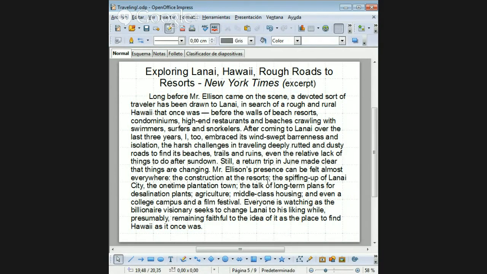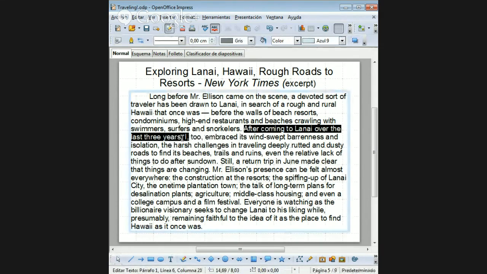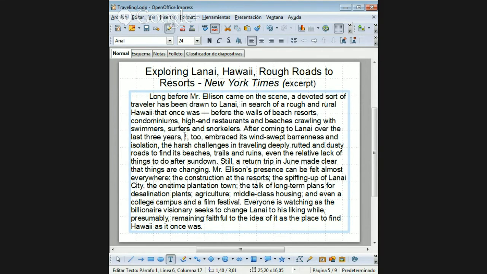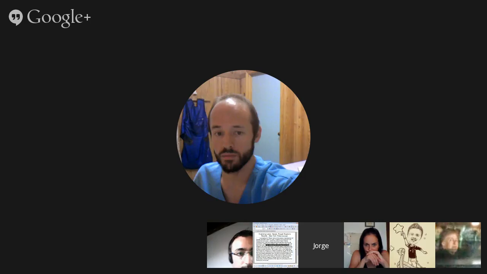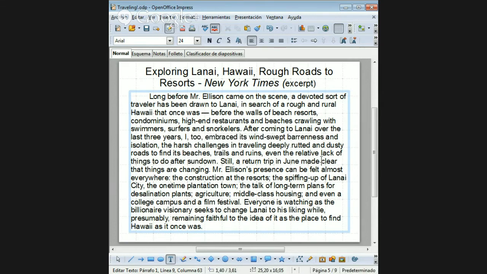Okay. So let me paraphrase. After coming to Lanai over the last 3 years, the author is talking about himself, and Lanai is a place. Because he's come to this place for 3 years, he too, I as well, came to love or embraced. Embrace is to hug, but when we embrace things, we come to love them. So you take them into your heart. So you come to love its windswept barrenness. Barren means there's no life. So windswept barrenness is really dry, lifeless, and kind of windy. And isolation means it's far from everything.